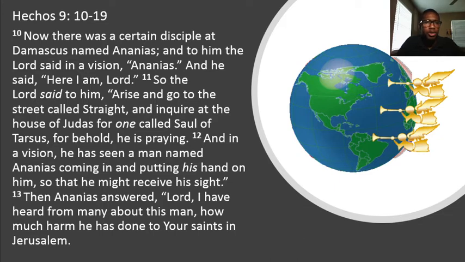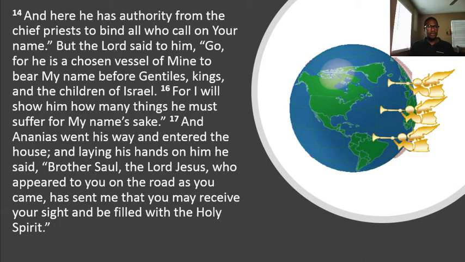And to him the Lord said in a vision, "Ananias." And he said, "Here I am, Lord." So the Lord said to him, "Arise and go to the street called Straight, and inquire at the house of Judas for one called Saul of Tarsus. For behold, he is praying. And in a vision he has seen a man named Ananias coming in and putting his hand on him, so that he might receive his sight." Then Ananias answered, "Lord, I have heard from many about this man, how much harm he has done to your saints in Jerusalem."